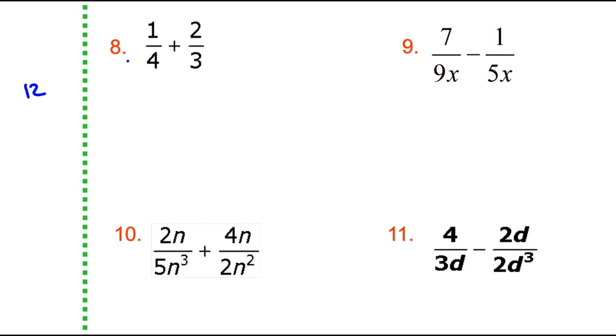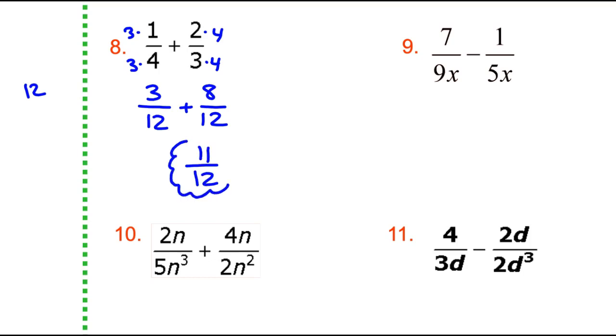Okay, so in this case, I have to multiply this one by 3 over 3, and I have to multiply 2/3 by 4 over 4, so that I can get both of these as fractions in 12ths. So 1/4 is 3/12 and 2/3 is 8/12. Add those two together and you get 11/12. So you have to be able to get common denominators if you don't have them.